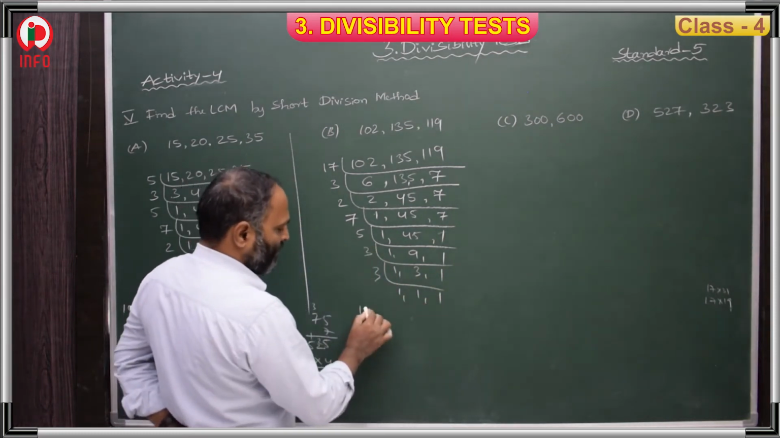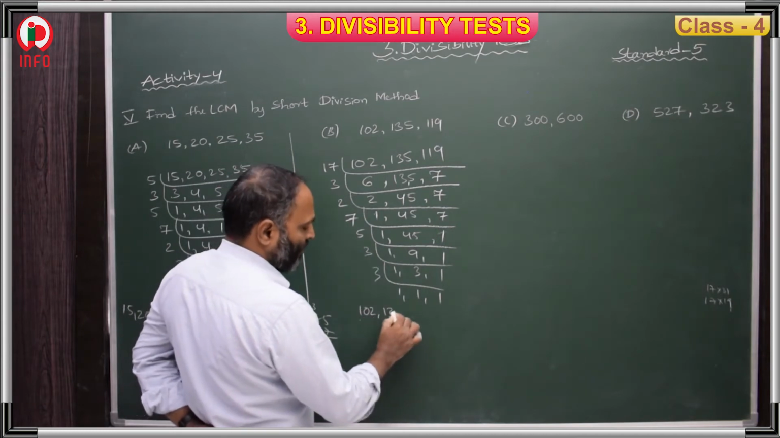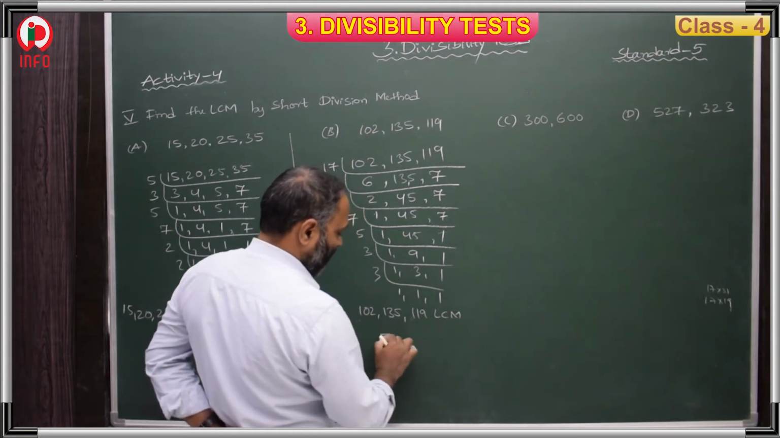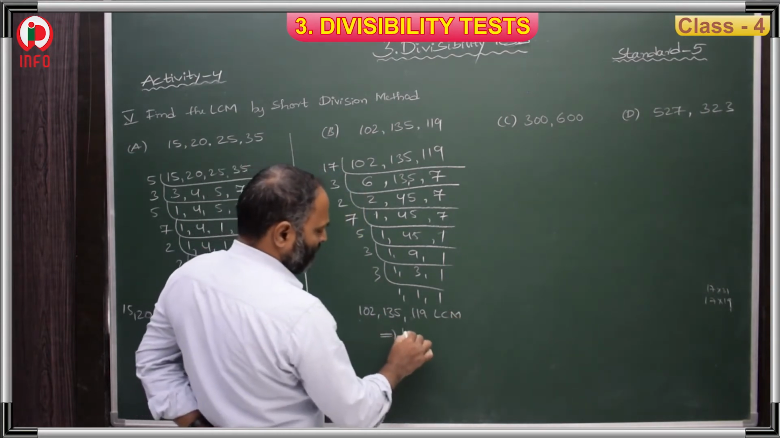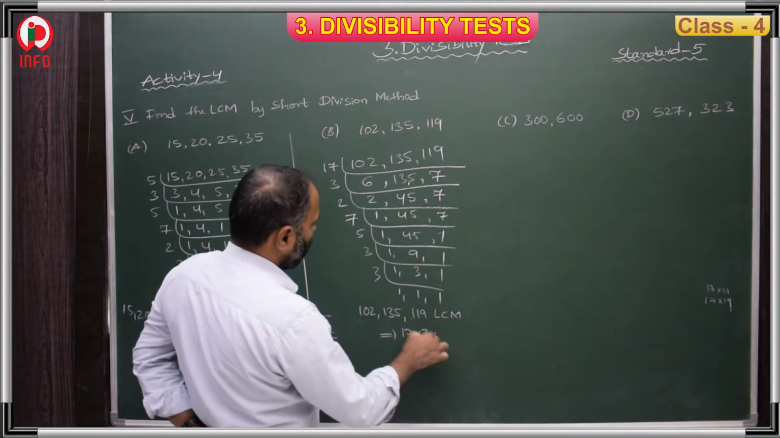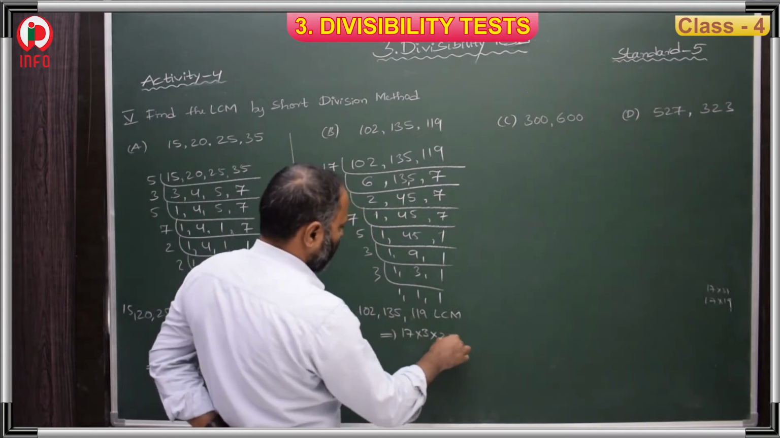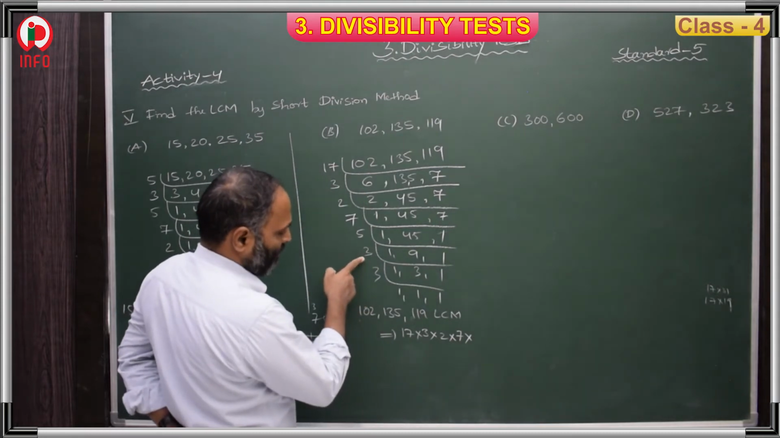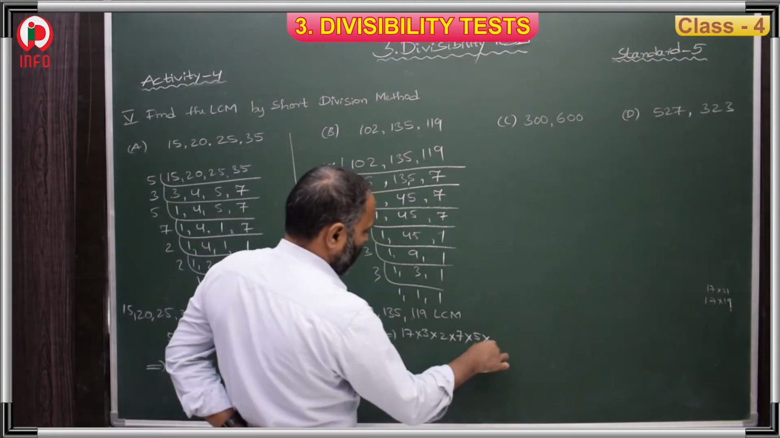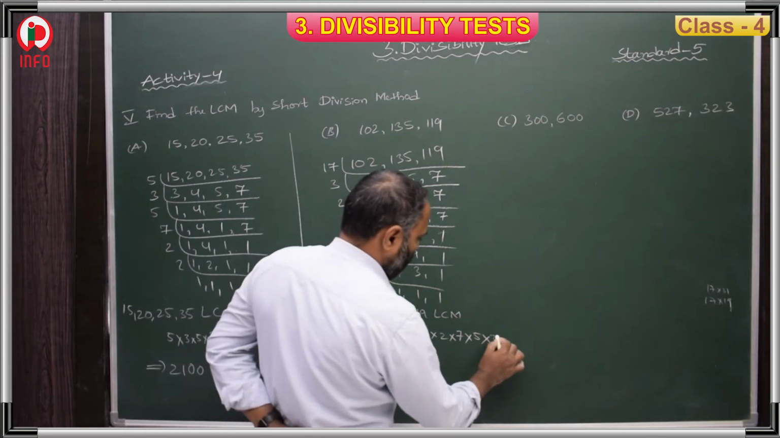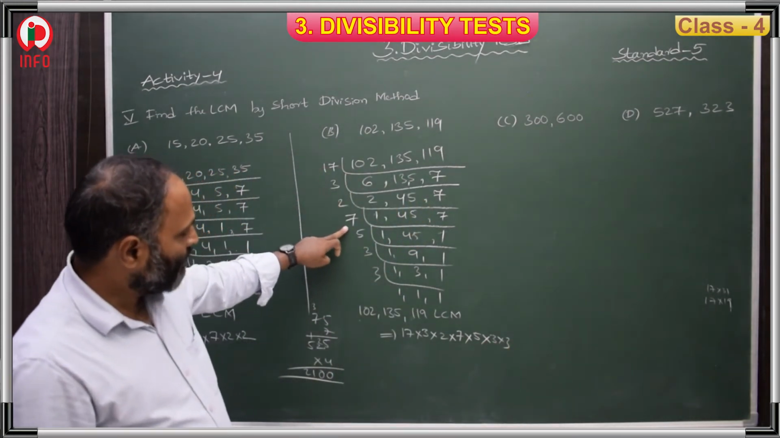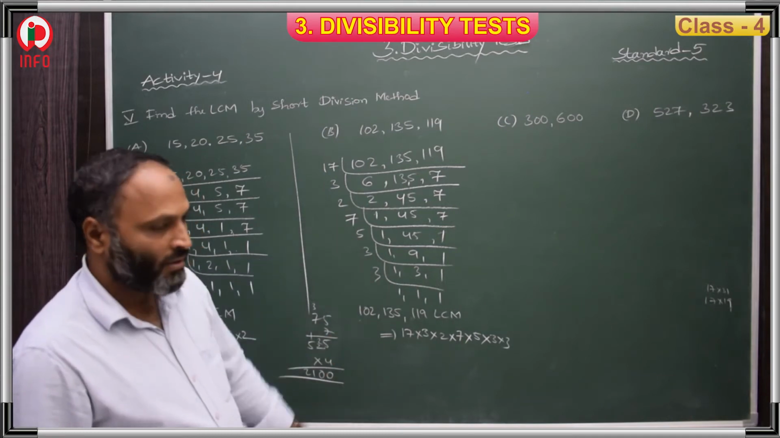Now 102, 135, 119 LCM: 17 into 3 into 2 into 7 into 5 into 3 into 3. 17 into 3 into 2 into 7 into 5 into 3 into 3.